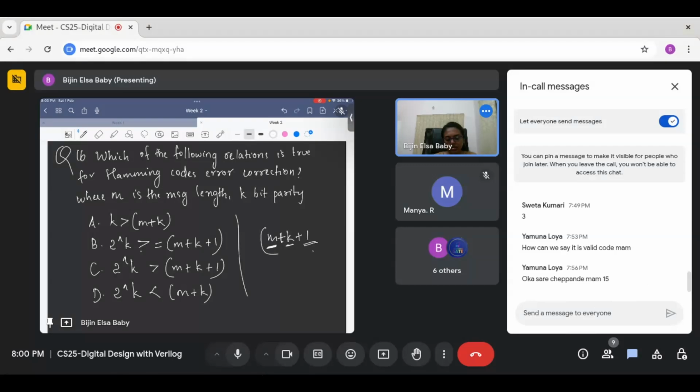So this should be less than or equal to 2 raised to K. K is the number of parity bits. The number of possible combinations with the parity bits is 2 raised to K. It should be greater than or equal to M plus K plus 1.